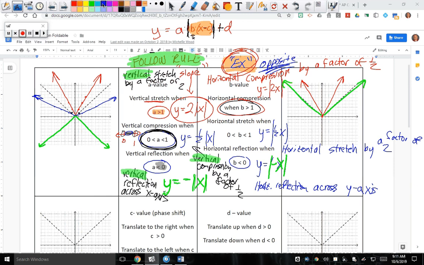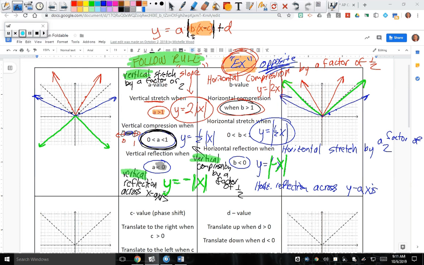Now let's go to this last one. This one is a horizontal stretch by a factor of 2. So at 0, what is it? 0. At 1, it's 1/2, and I'm not going to graph that. But at 2, when x is 2, what will my answer be? 1. When x is 4, what will my answer be? 2. So it makes it wider.